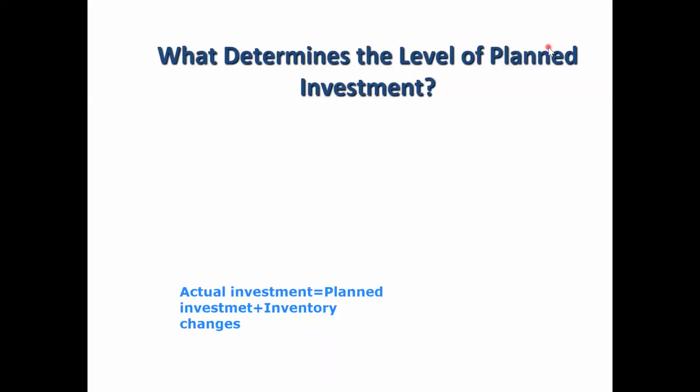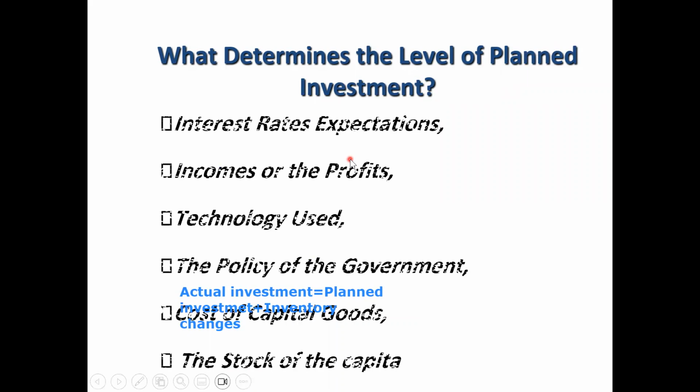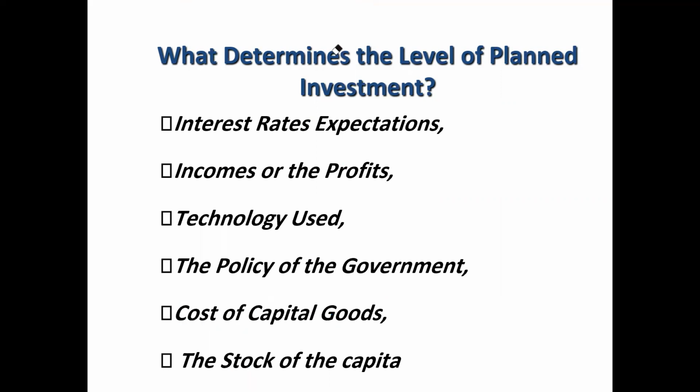The main determinants of the level of planned investment: we have six main determinants, which are the interest rate, expectations, the income or the profits, technology used, the policy of the government, the cost of capital goods, and the stock of the capital. These are the six main determinants of the level of planned investment: interest rate, profits and incomes, technology used, government policy, cost of capital goods, and of course the stock of capital.